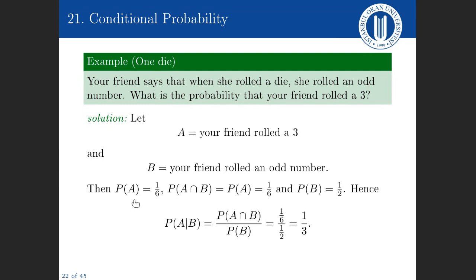We can write down the probabilities here. The probability that your friend rolled a 3 must be 1 divided by 6, as long as it's a fair die. The probability that she rolled a 3 and she rolled an odd number, well, 3 is an odd number, so that's just the same as the probability of A, or 1 over 6. What is the probability that she rolled an odd number? 1 divided by 2, because half the numbers are even and half the numbers are odd. We're asked to calculate the probability of A given B using the formula. That's 1 over 6 divided by 1 over 2, or 1 third.